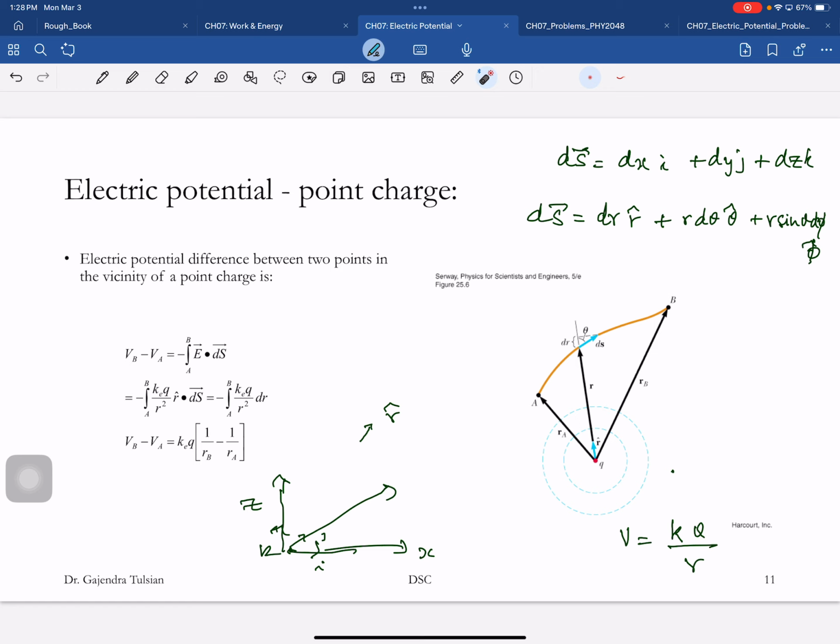i, j, k are unit vectors. R hat, theta hat, and phi hat are unit vectors. Okay, the reason I'm doing that is the following.